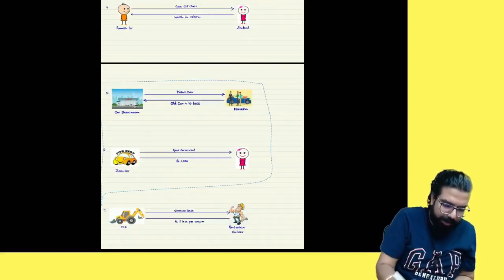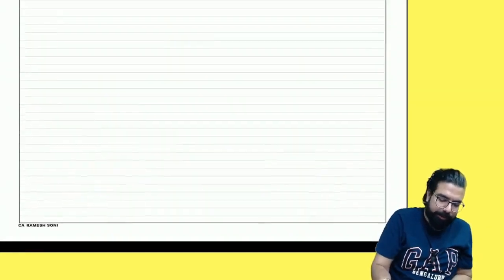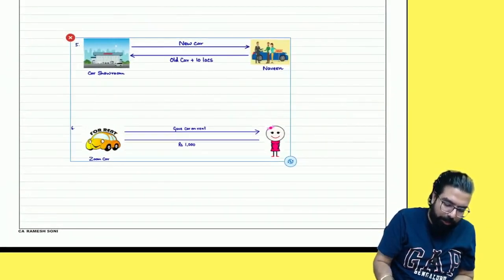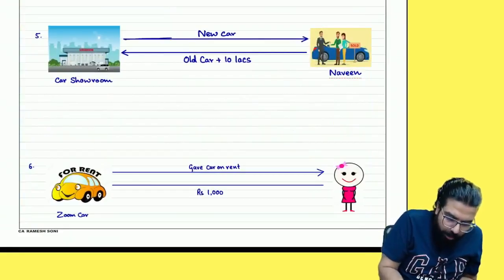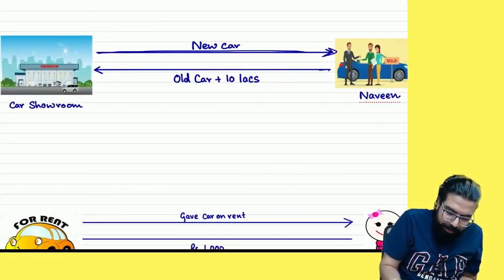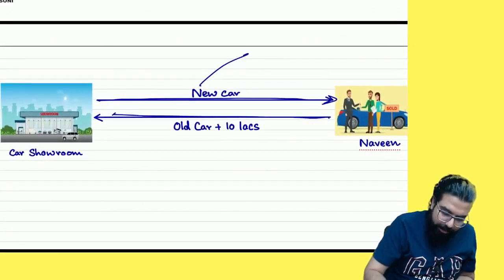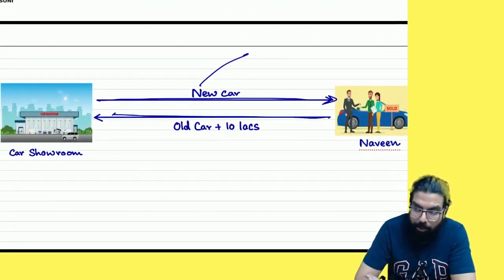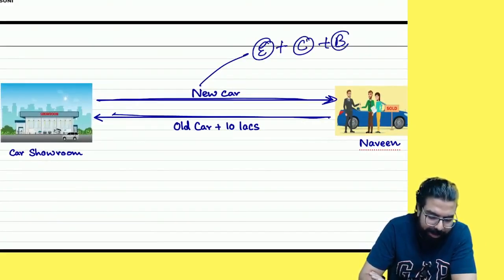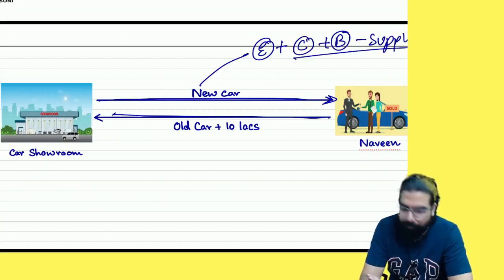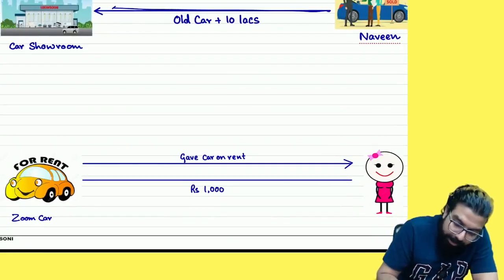This you all know already. I have already done this with you guys. Tell quickly, okay? Car showroom, new car. Take an old car. Now I am doing it from both angles. Ready? Is it for a consideration? Is it their business? Is it supply? Can I go ahead, everyone? Chalo, theek hai. Naveen gave an old car.